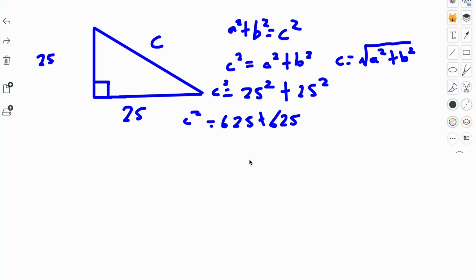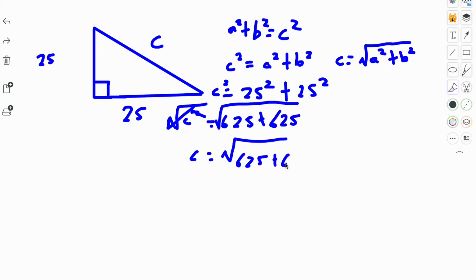Now we need to get rid of the c squared, so we can show our work by square rooting it and then canceling it. So the square root cancels with the square, and we get c. If we do something on one side, we have to do it on the other side. So we square root this, which equals the square root of this: 625 plus 625.